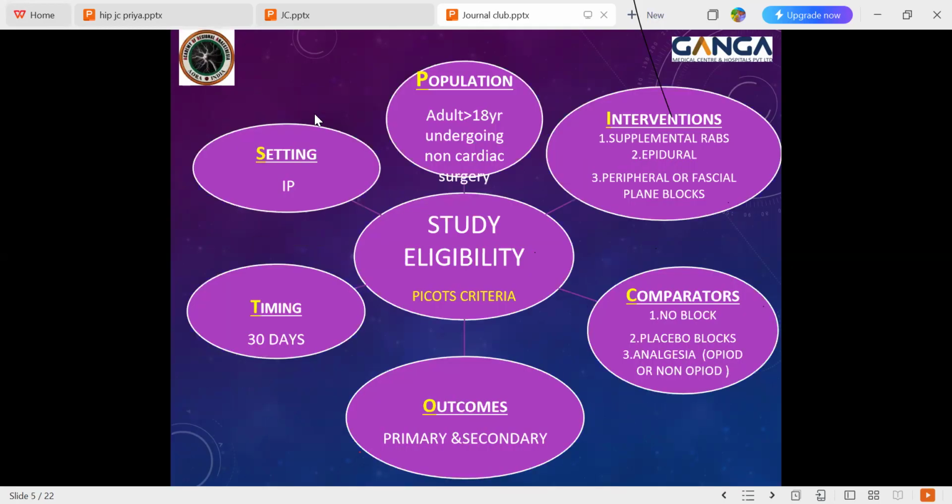The study eligibility was based on PICOTS criteria. Population: adults more than 18 years undergoing non-cardiac surgery. Intervention: supplemental regional anesthesia blocks, epidurals, peripheral or fascial plane blocks. Comparators: one group was given either no block or a placebo block, and there was also a comparison of opioid or non-opioid analgesia. The outcomes, which I have already told, were the primary and secondary outcomes, the timing was within 30 days, and the setting was an inpatient setting.